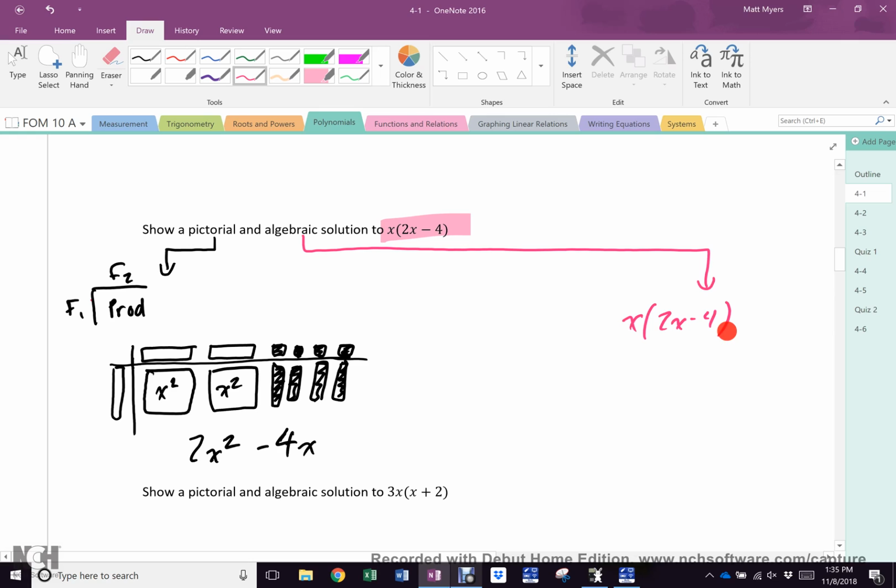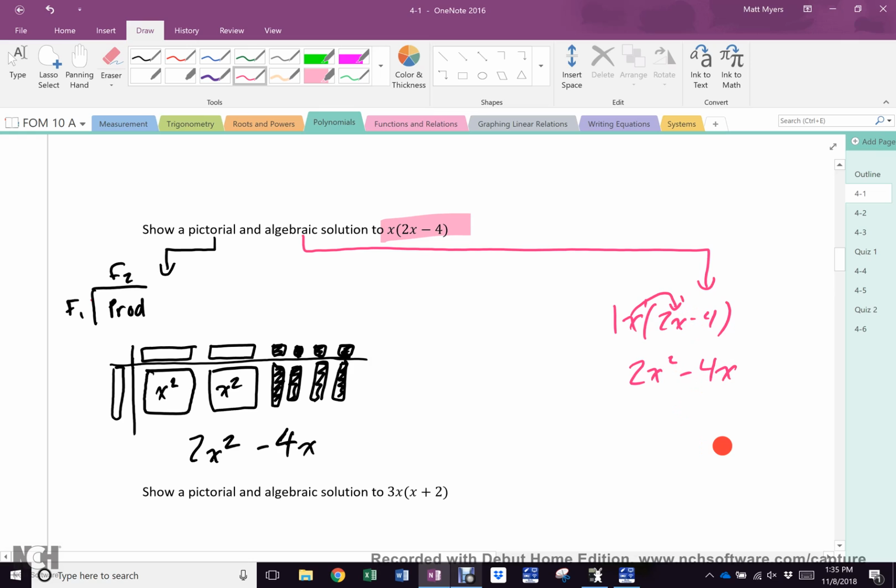X times the first one. We just did a unit on exponents that you're being tested on tomorrow. What is the coefficient in front of x that we don't write? 1. Coefficients go together. What's 1 times 2? 2. What's x times x? X squared, because that's x to the 1 and x to the 1, and we add the exponents. What's x times 4? 4x, and it needs to be negative.